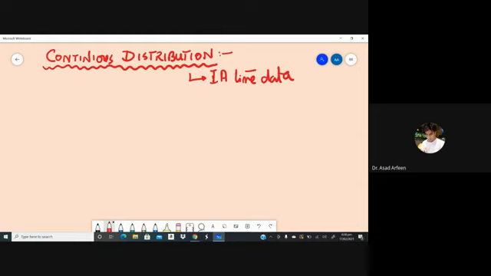Session size is a discrete variable. It's not a continuous variable, but session duration is a continuous variable. So let's start with some basic cases, in which the number one, the basic distribution, is the uniform distribution.